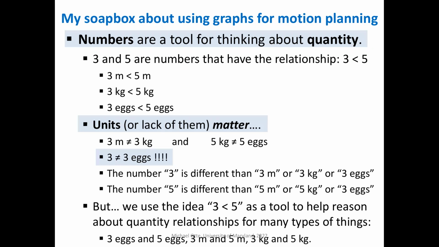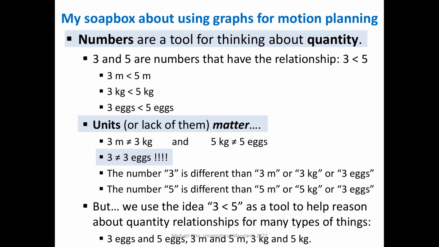So let's back up and let's think about numbers, right? Numbers are a tool for thinking about quantity. So 3 and 5 are numbers that have this relationship. 3 is less than 5, right? And 3 meters is less than 5 meters. 3 kilograms is less than 5 kilograms. And 3 eggs is less than 5 eggs.